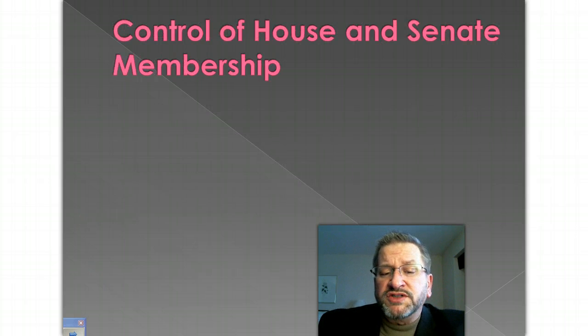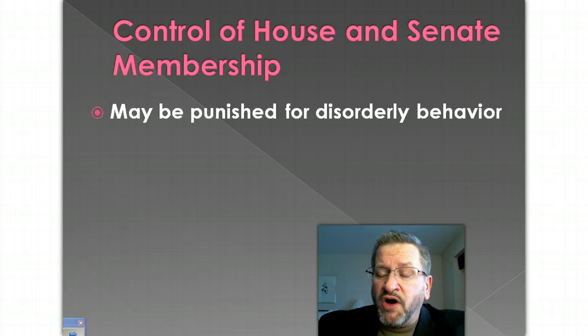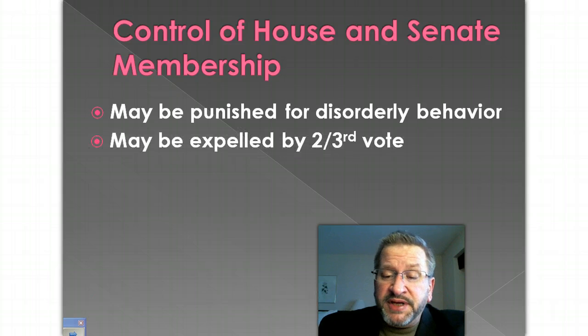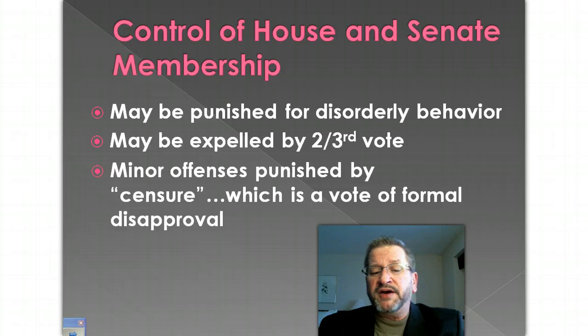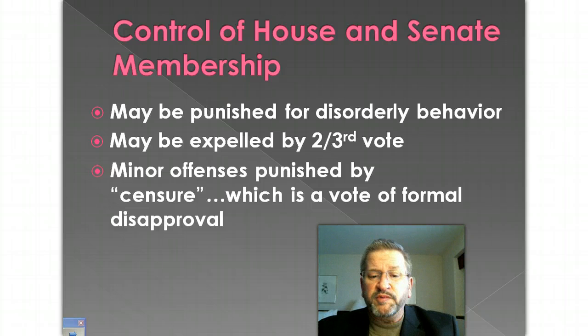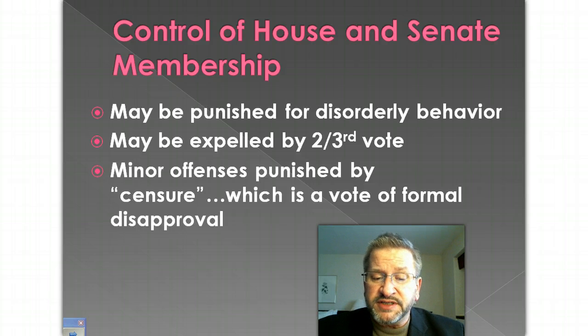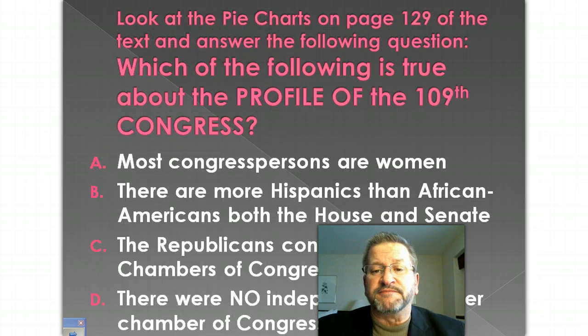What about control of House and Senate membership? What if you do something wrong as a senator or a congressperson, or your behavior is bad? Well, if you do something extremely bad, you can be expelled by 2/3 of a vote. But if you just do something that's minor but still poor behavior, either the House or Senate can censure you, which is a simple majority vote that formally disapproves or scolds you for doing something wrong. This can still be serious, as it is something that can be used against you in your next election.